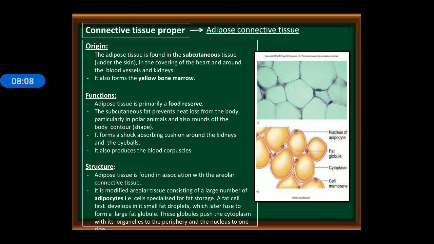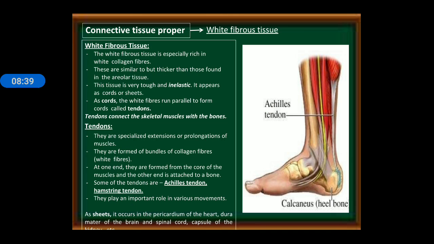The adipose connective tissue is found in the subcutaneous tissue area under the skin, and it also forms the yellow bone marrow. The function of this adipose tissue is mainly to act as a food reserve, meaning it helps in the storage of fat. The subcutaneous fat helps prevent heat loss from the body. So this is the main function, and it also functions like a shock absorber cushion.